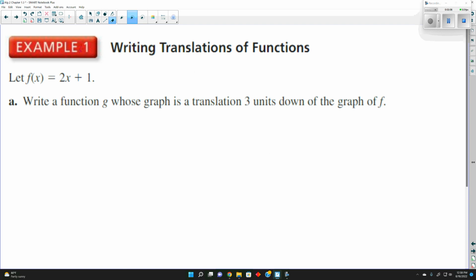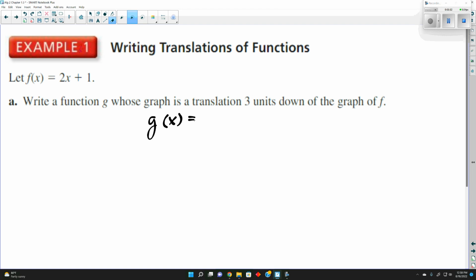So the first thing we're going to look at is writing translations of functions. So we're going to look at this here, and we're going to actually work through it, because these are more likely going to make more sense once we do them than just talking about them. So for this first one, we want to write a function g. So we're talking about g of x, whose graph is a translation 3 units down of the graph f, so f of x.